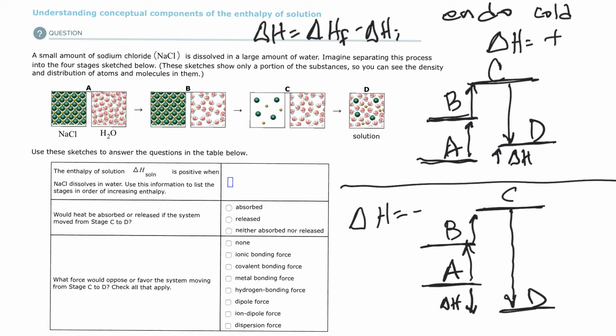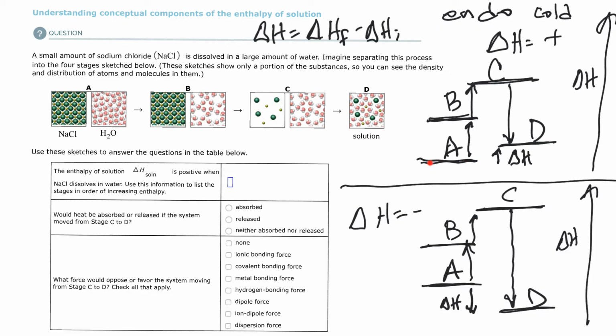All right, so let's see if we can answer these questions. It says, use this information to list the stages in order of increasing enthalpy. Well, increasing enthalpy is this way. This is increasing enthalpy. Same thing, increasing enthalpy. Enthalpy is higher when you're using more and more energy to do something. It's lower when you get the energy back. So go back to this first one and do it in order.